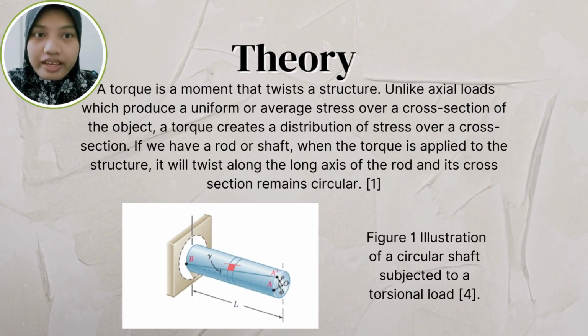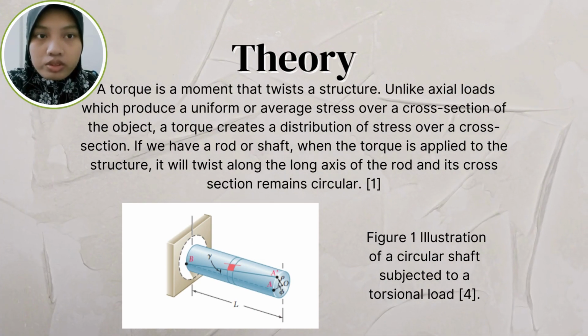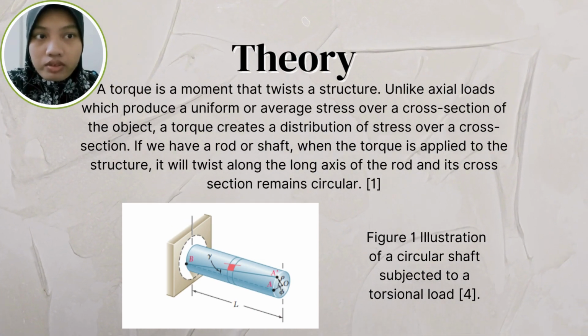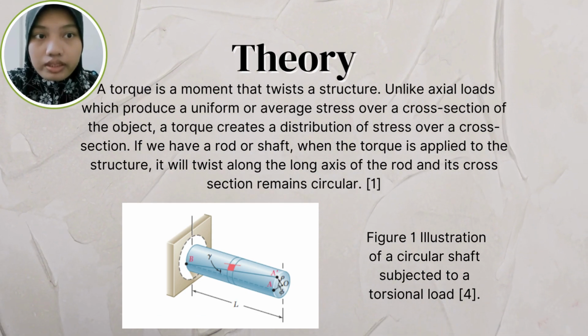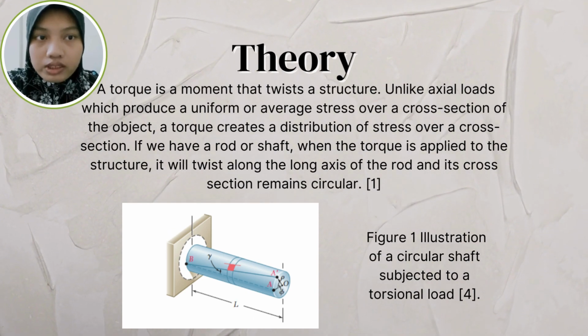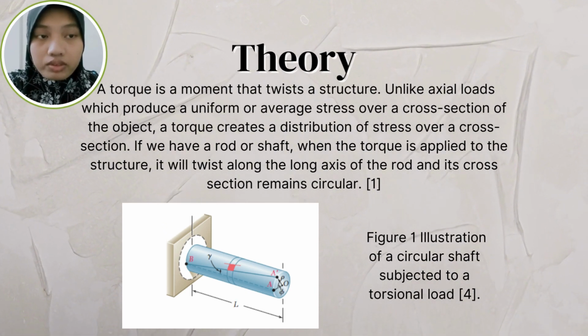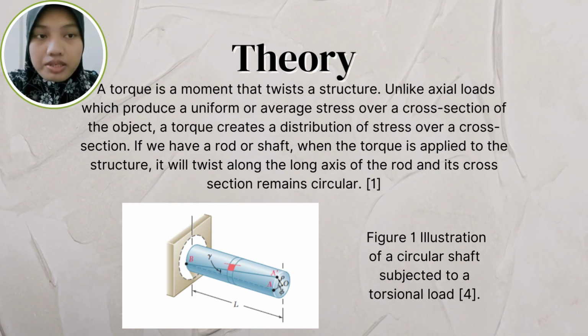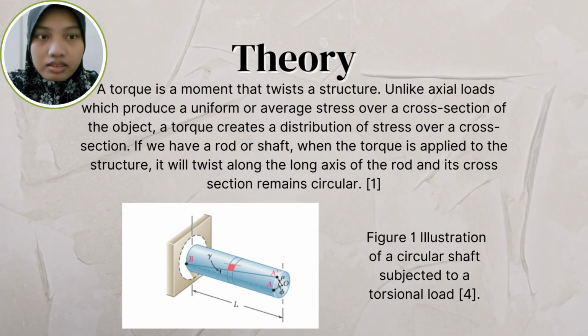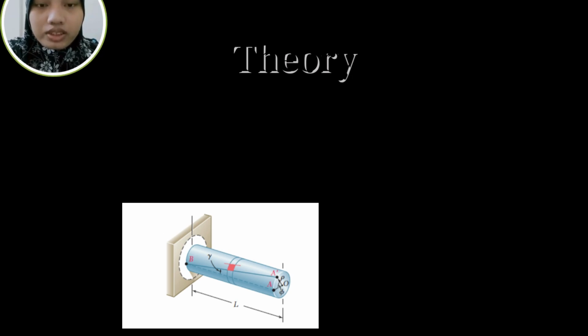Moving to the theory, a torque is a moment that twists a structure. Unlike axial loads which produce a uniform or average stress over a cross-section of the object, a torque creates a distribution of stress over cross-sections. If we have a rod or shaft, when the torque is applied to the structure, it will twist along the long axis of the rod, and its cross-sections remain circular, as depicted in the illustration, when a circular shaft is subjected to a torsional load.